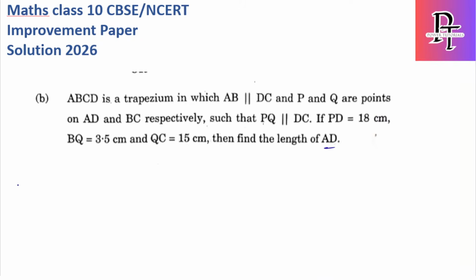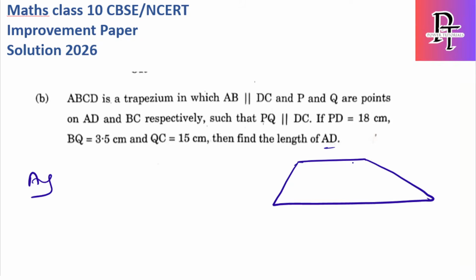Okay, so the second one, we have a trapezium. I have extended this, I'll tell you while solving this question. So ABCD is a trapezium, and AB is parallel to DC. P and Q are points on AD and BC, so we have P and Q. PD is 18, BQ is 3.5, QC is 15. They're asking AD. They're not asking AP, they're asking AD.